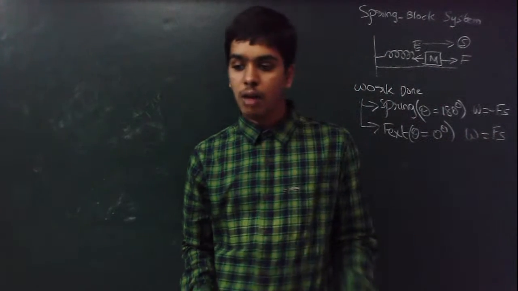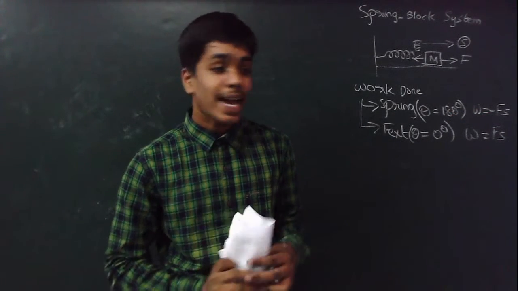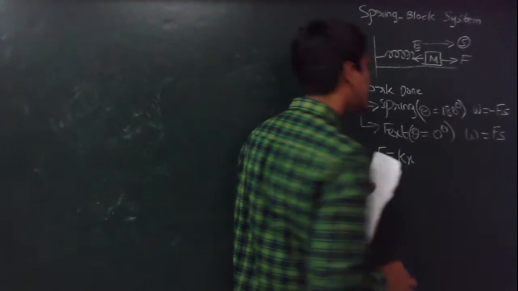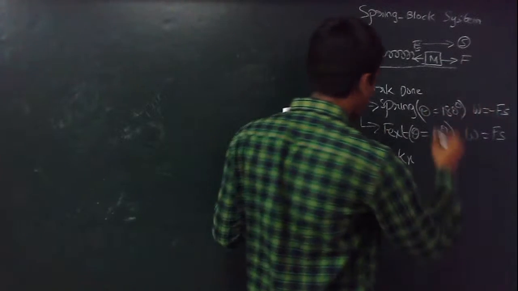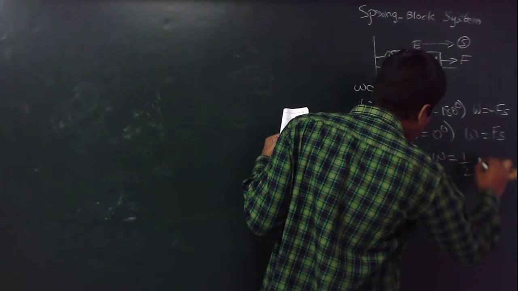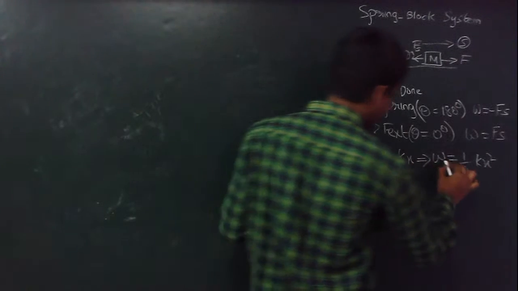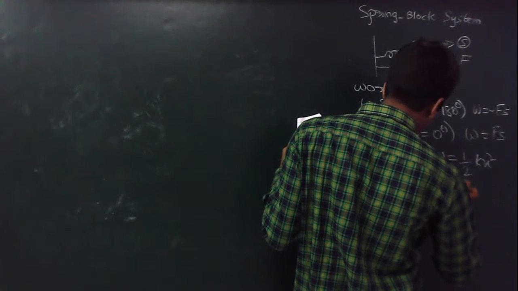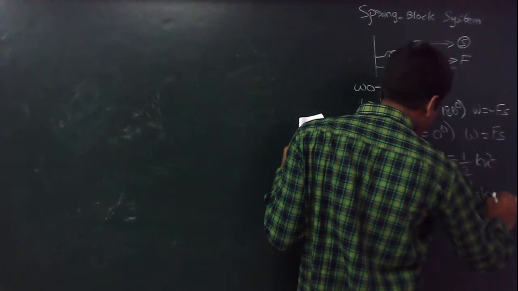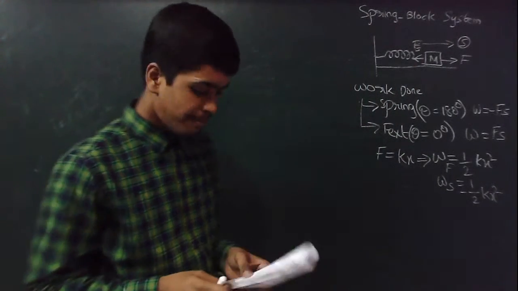Now Fs means the force is K into X. F is equal to K into X. But the distance is increasing, so we can write that W is equal to half Kx square. This is for the external force. Now for the spring force it is minus half Kx square. Okay, this is the concept. Now we will discuss a problem.